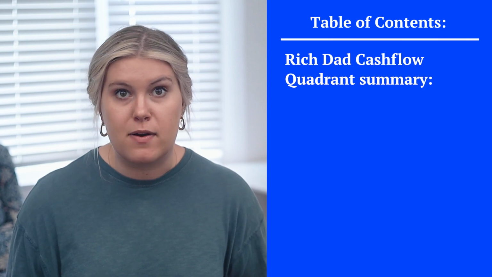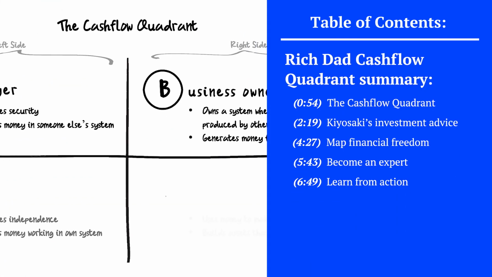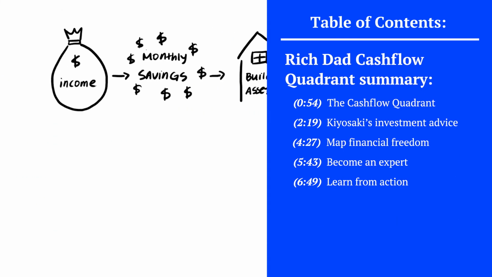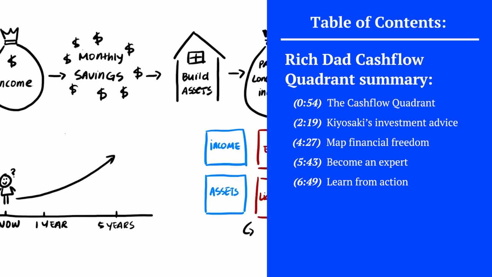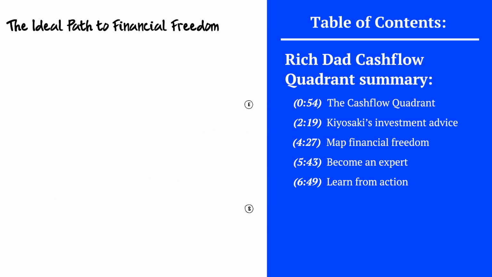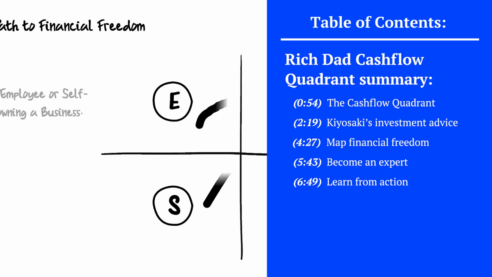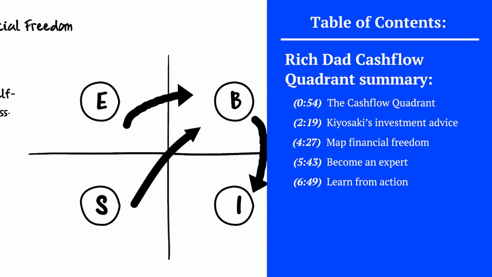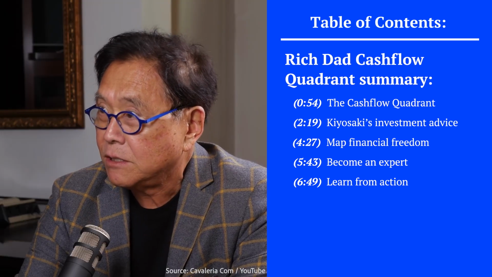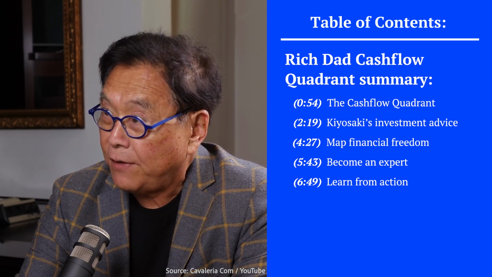In this video, we share the top 5 insights from the book, including how the quadrant works, how the greatest freedom comes from owning a business or being an investor, and how to move from an employee always working for others to an owner or investor with Kiyosaki's framework for tackling money and risk.